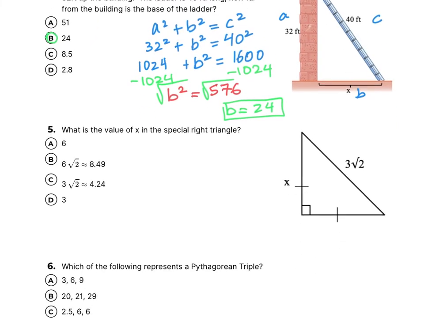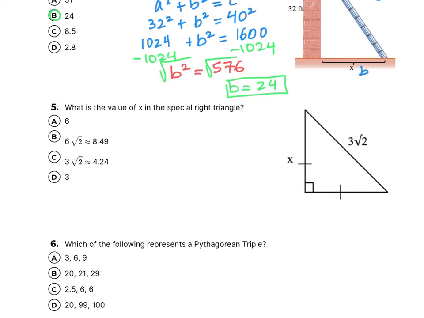Now in number 5, they're asking for the value of x in this special right triangle. The moment I look at this triangle, I see that I have tick marks. So that is the 45, 45, 90-degree triangle. So the pattern is x, x, x root 2. It means that the legs are x and the hypotenuse is x root 2. So if the hypotenuse is 3 root 2, that means that the x is going to be 3.